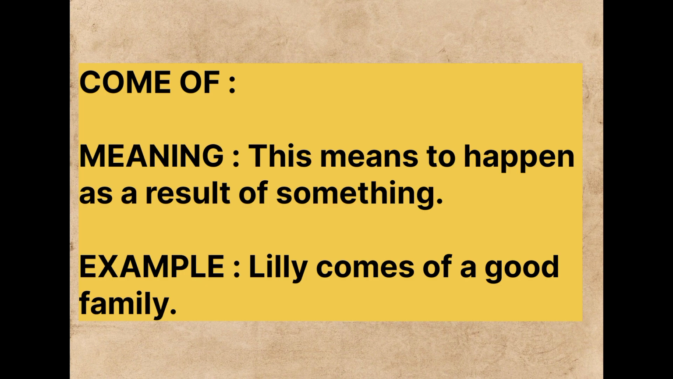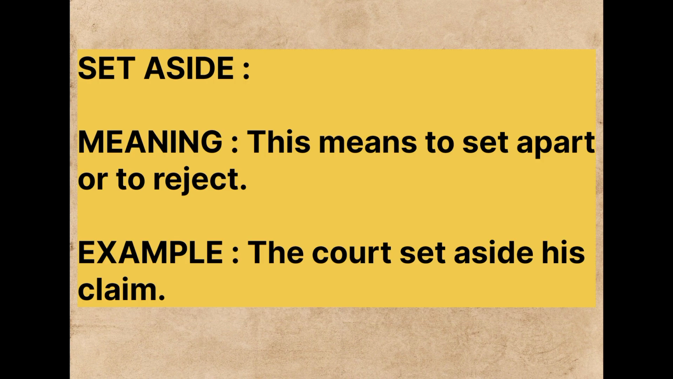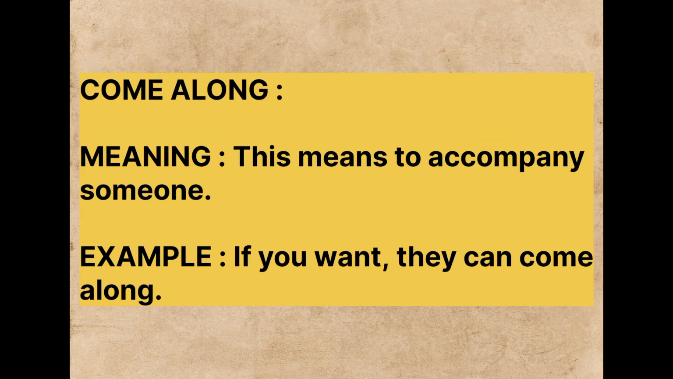Come off. This means to happen as a result of something. For an example, Lily comes of a good family. Set aside. This means to set apart or to reject. For an example, the court set aside his claim. Come along. This means to accompany someone. For an example, if you want, they can come along.